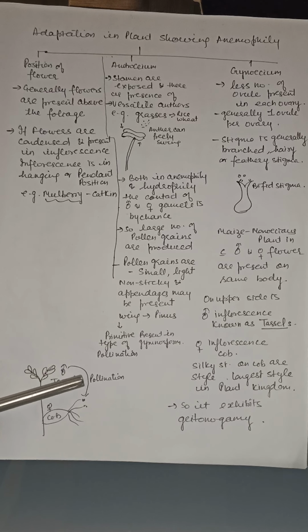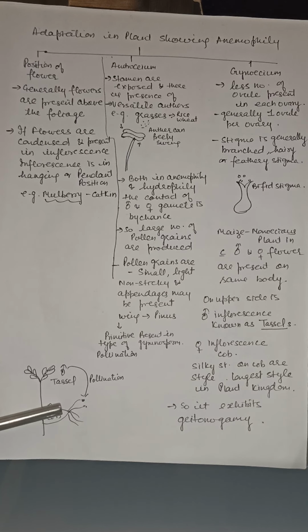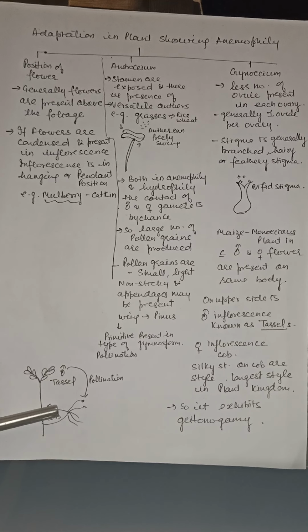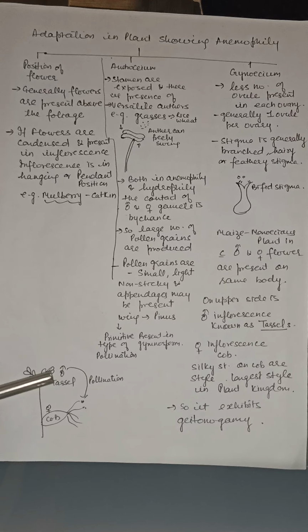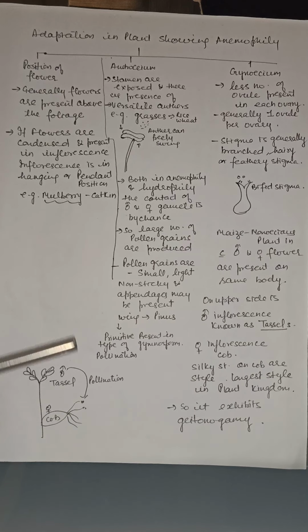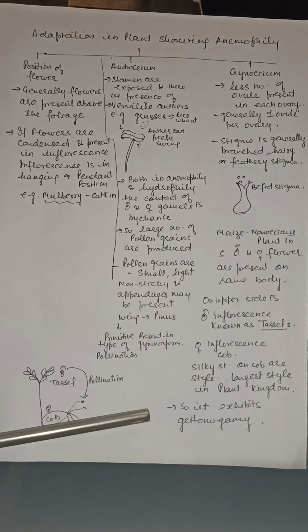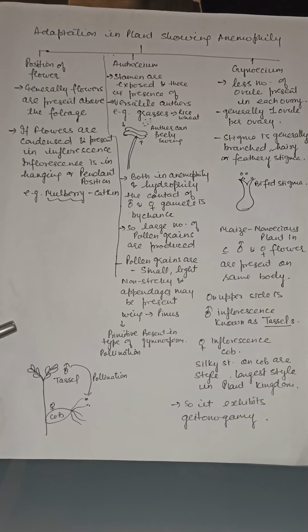So pollen grains are transferred to the female part, that is cob, through wind. The male and female flowers are present on the same plant, therefore they undergo geitonogamy, that is, it is functionally cross pollination but genetically it is self pollination.